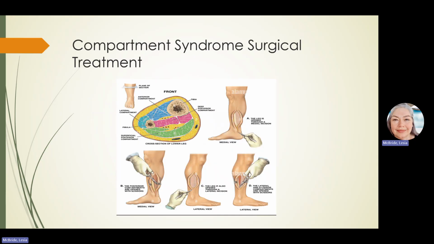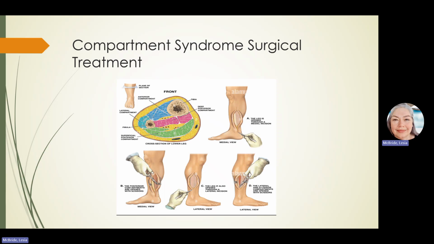Here again is compartment syndrome, the surgical treatment. And again, as you can see here, this is a leg that they're showing a cross section of. And as you can see, there's the blue, the pink, and the green, the different muscle groups. So that's the anterior compartment, the posterior, and then you have the central or deep area. Each of those areas has its own fascia that's holding onto the muscle groups, and they will have to do a splitting of that fascia, as you can see in the pictures below.